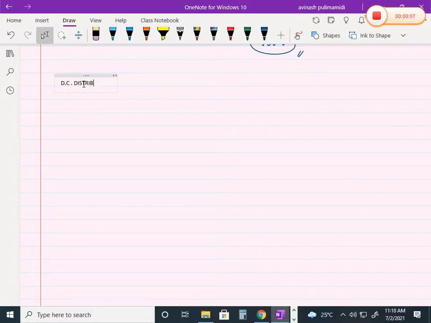Distributor faded both ends with uniform loading. Uniform loading.